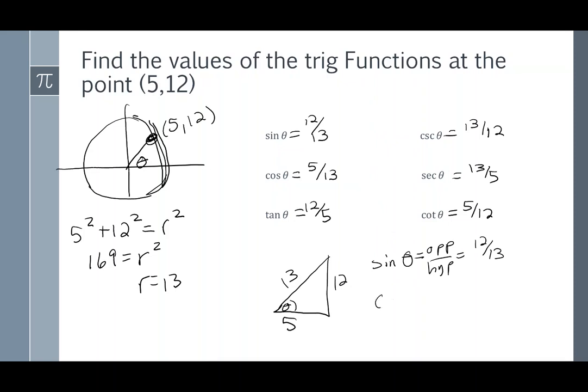So cosine, same kind of thing. Cosine of theta, if you ever learned it as adjacent over the hypotenuse, you can see it. Here's the angle theta. Adjacent is the 5. The hypotenuse was 13. So you have 5 over 13. And then the tangent of theta, maybe you learned it as opposite over adjacent. So opposite 12, adjacent 5. And you still have the same value.